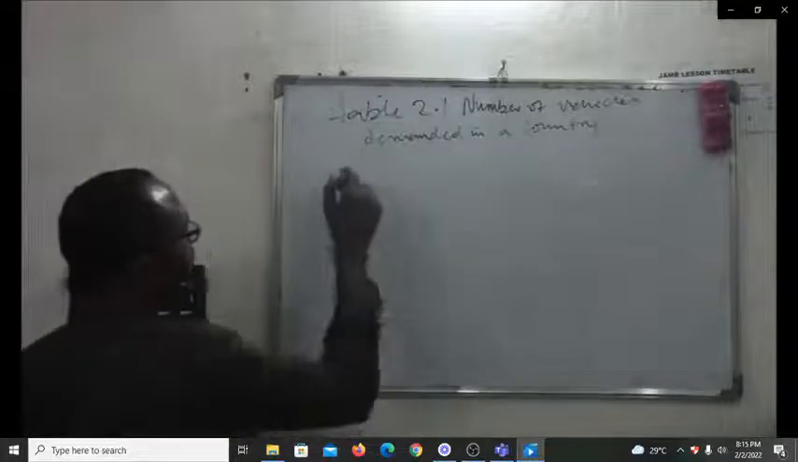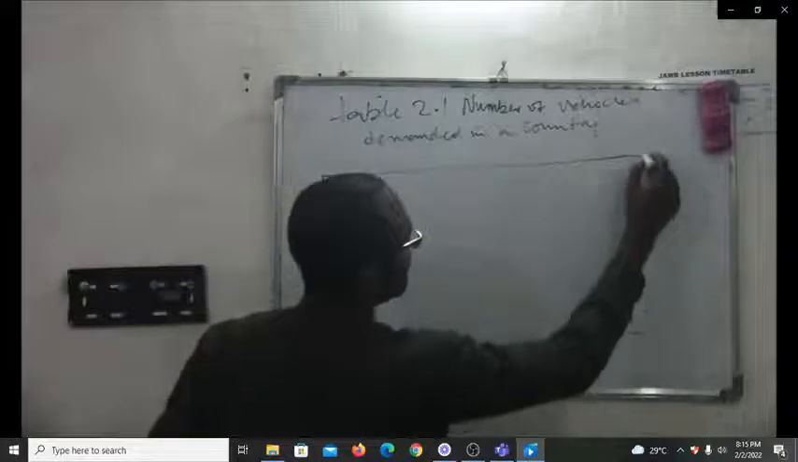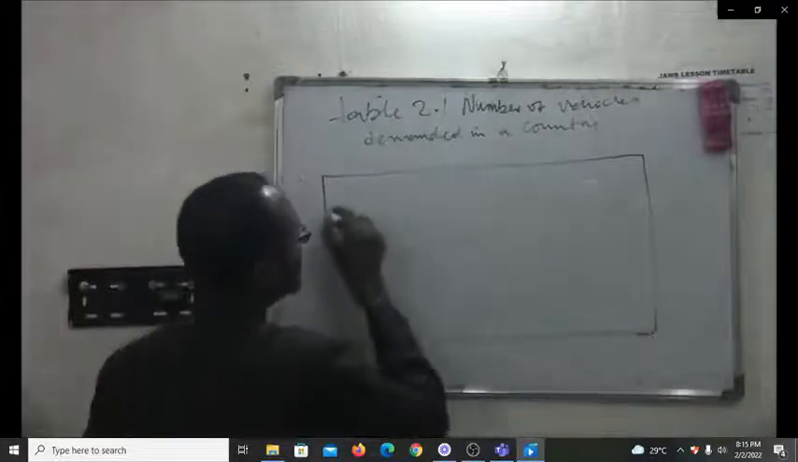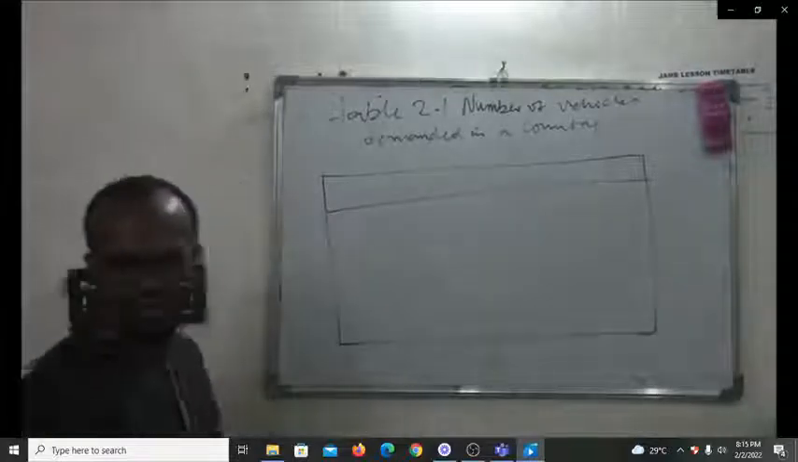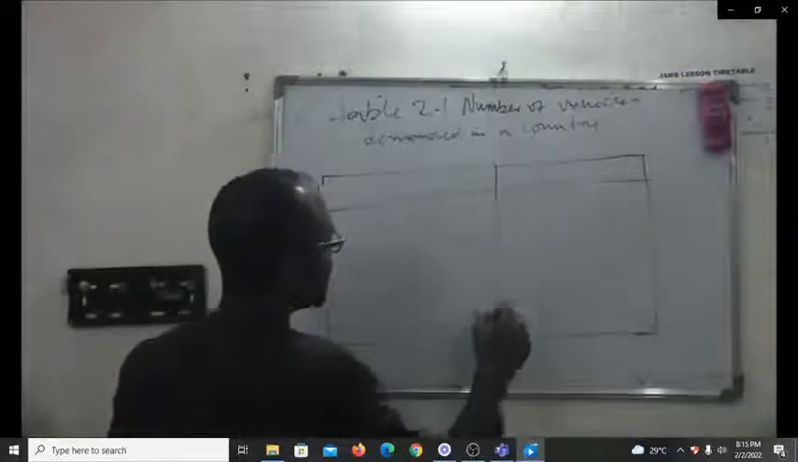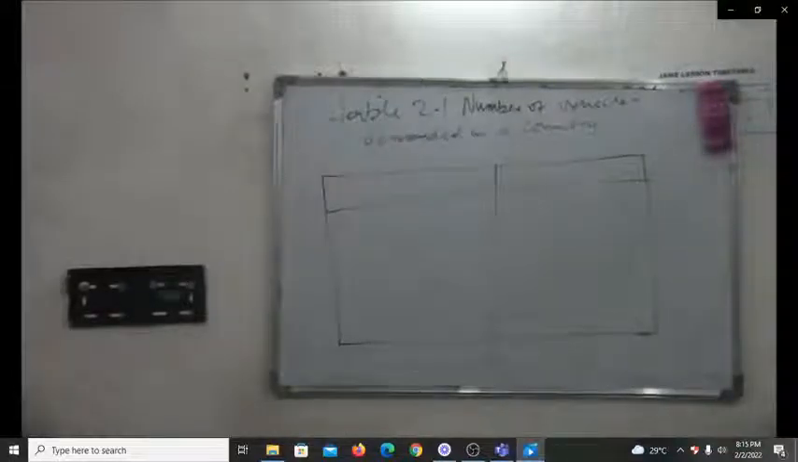So you draw the table. We say that a table is made up of rows and what? Take your note. Table is made up of rows and columns. Rows and columns. Can you see it?